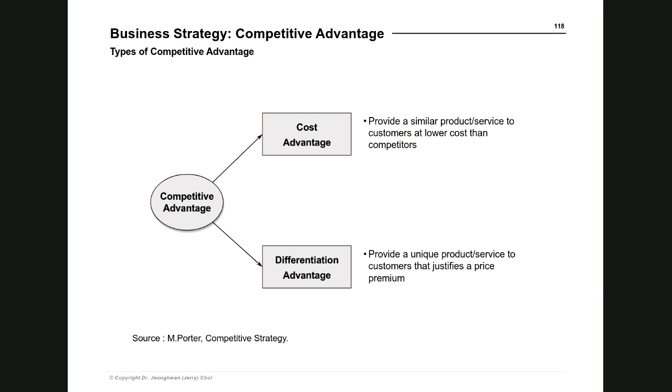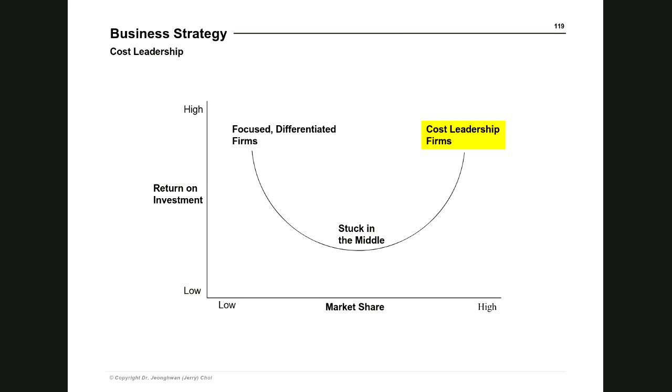Only two competitive advantages in a specific market in practice. Cost advantage: provide a similar product or service to customers at a lower cost than any other competitors. We must be the cost leader. Differentiation advantage, we will talk about next week: provide a unique product or service to the customers that justifies a premium price. Cost advantage: how can we achieve this cost leadership?